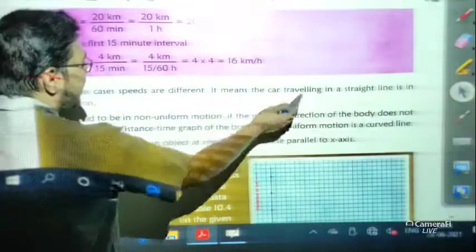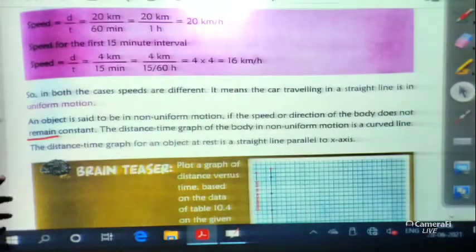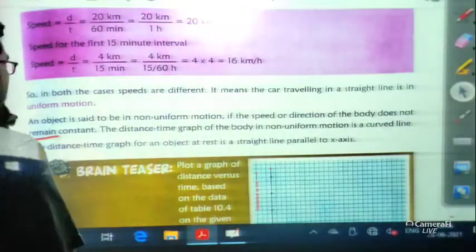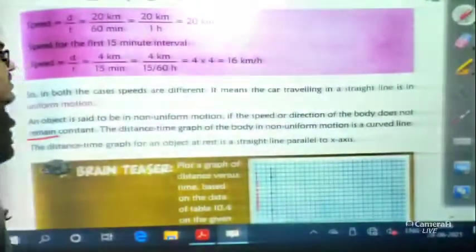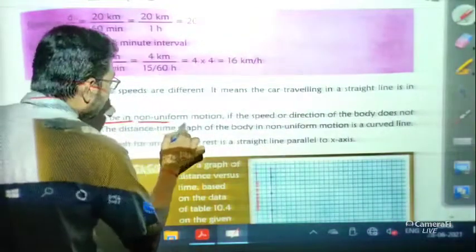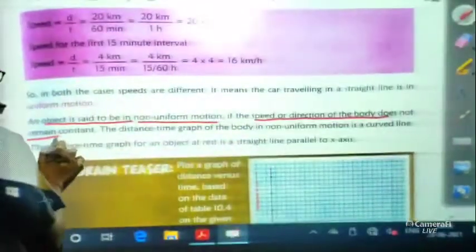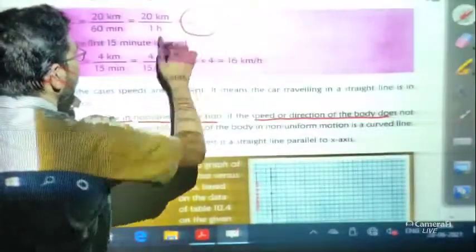It means the car traveling in a straight line is in uniform motion. So only in uniform motion can the car travel in a straight line. Now in this case the car is not moving in a straight line because the distance is not the same. An object is said to be in non-uniform motion if the speed or direction of the body does not remain constant.